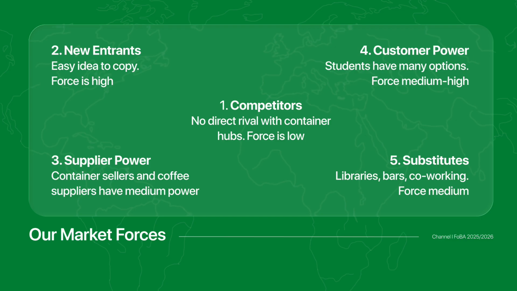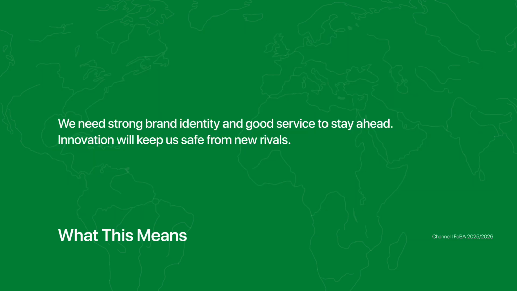Supplier power. We depend on suppliers for containers and for coffee. They have some negotiating power, but we can switch if needed. So we rate this medium. Customer power. Our main customers, students, have many alternatives for studying. Their ability to choose gives them medium to high power. Substitutes. Students can always go to libraries, bars, or co-working spaces. These substitutes create moderate pressure. To stay competitive, we need a clear brand identity and great service. And because new entrants are our biggest risk, ongoing innovation will keep us ahead.